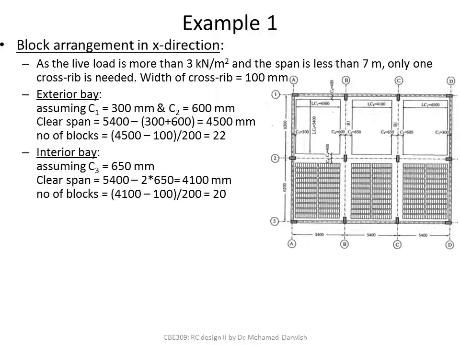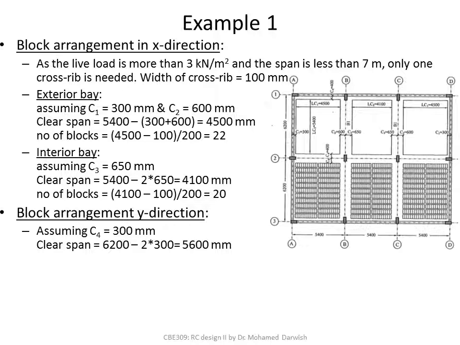Again, maybe if I assumed this as 600, I would have got a number with a fraction here. So I should have rounded it up or down in order to get a number that is a whole number in terms of number of blocks. Therefore, get a value of a whole number for C3.